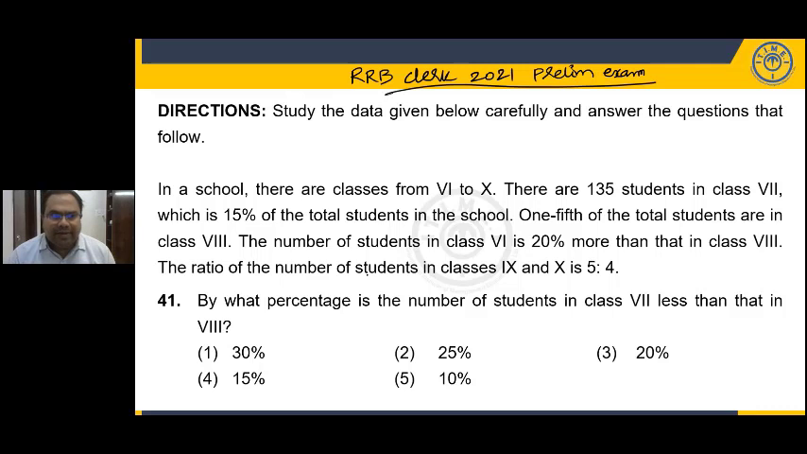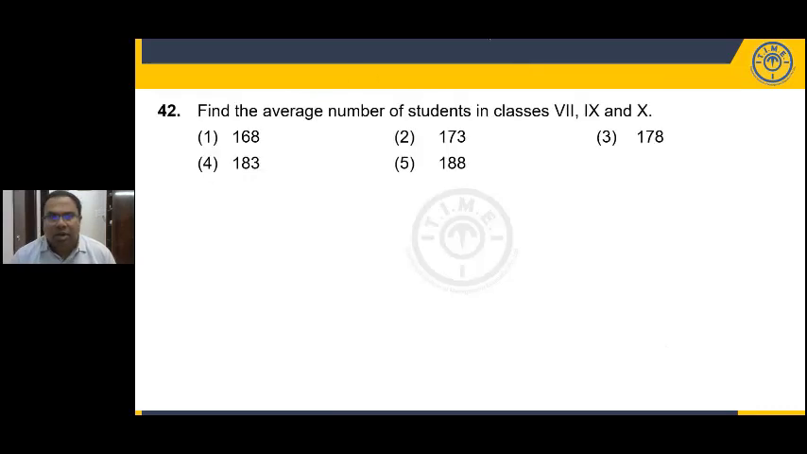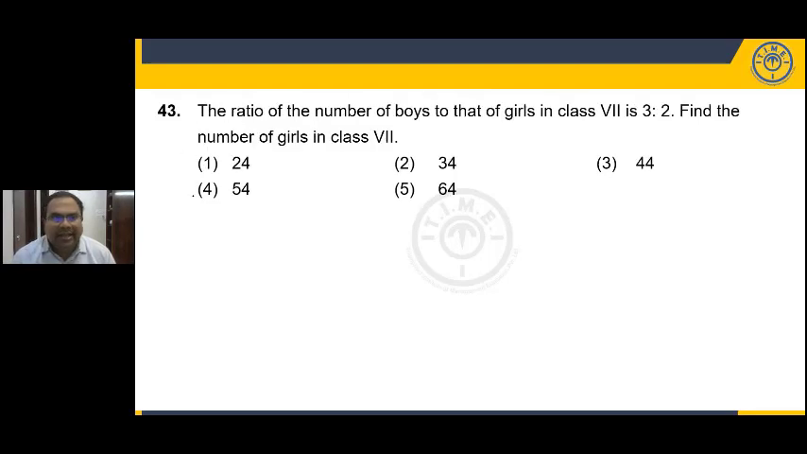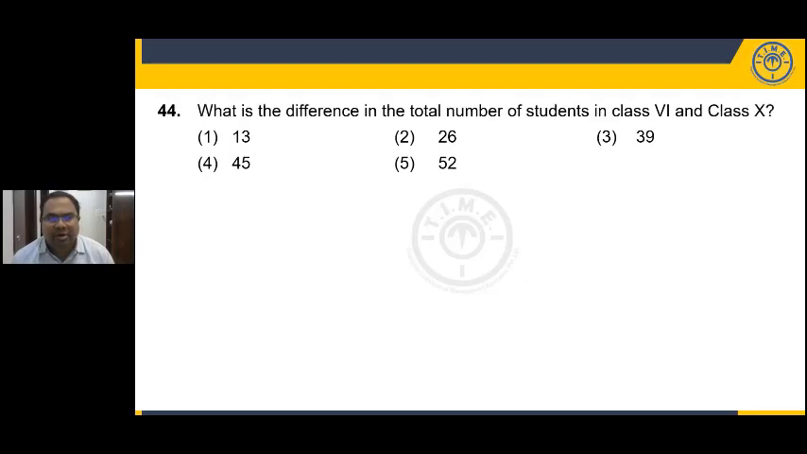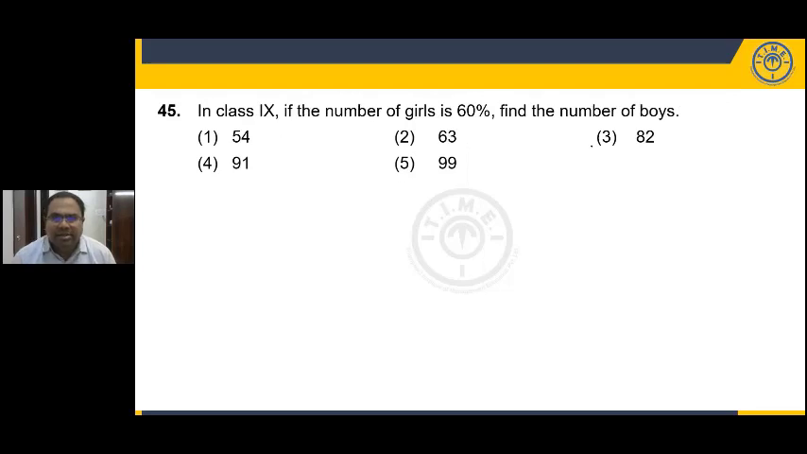So the 41st question, second option. Take a screenshot. 41 is the second option. 42 is the first option. 43 is the fourth option. That data you simplify, put it in the form of a table, and you'll get all the questions. 44 is the fifth option. 45 is the third option.